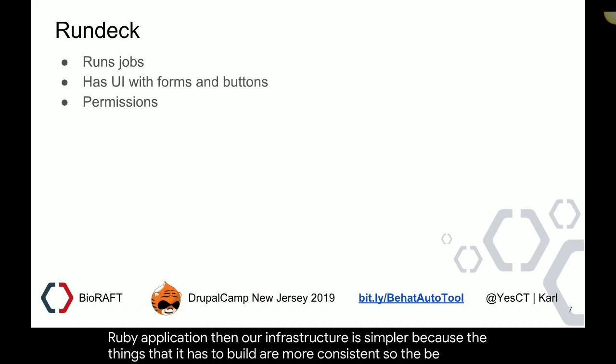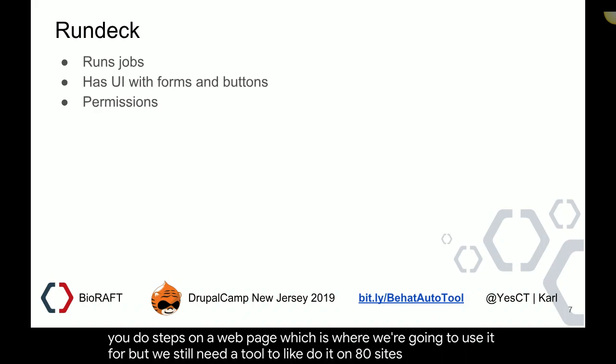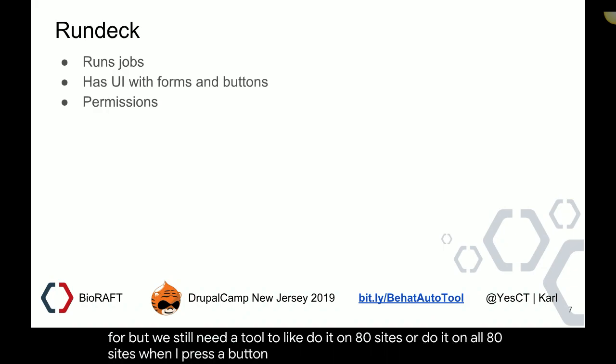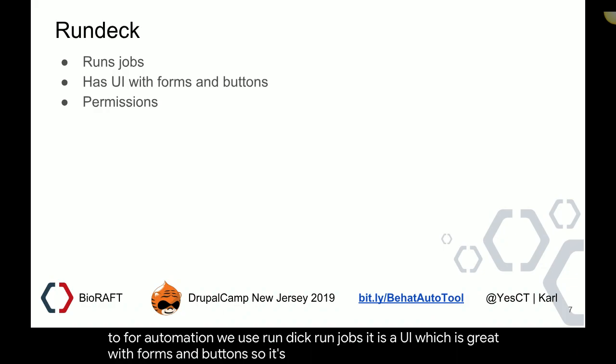So Behat can let you do steps on a web page, which is what we're going to use it for. But we still need a tool to do it on all 80 sites when I press a button, or take some options. So to scale that for automation, we use RunDeck. Run jobs. It has a UI, which is great, with forms and buttons. So it's not a command. We don't use it like a command line tool.